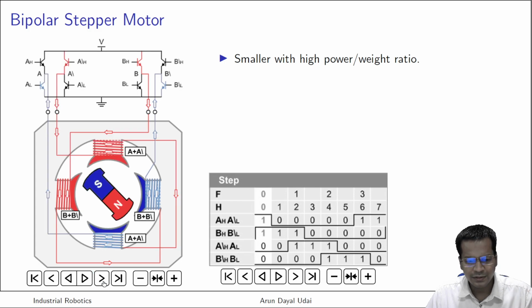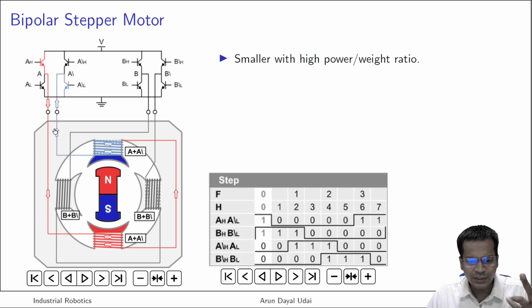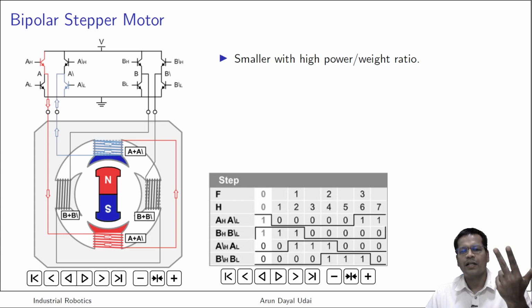Next stage, both our H bridges are on, but this time A bar is high, so it makes this one north, this one south. Next, I have maintained this, just switched it off like this. So now you can reverse the polarity and make the poles opposite. This is another way of making poles opposite, by changing the direction of current.